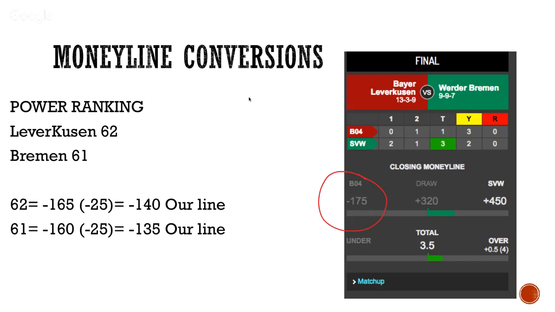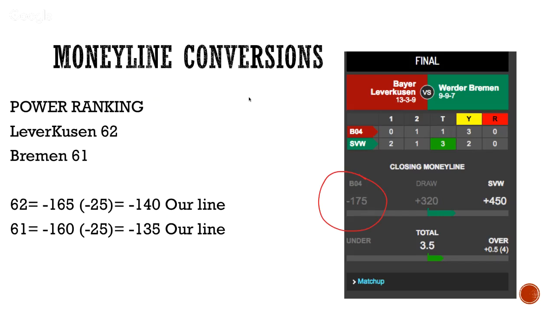Now, conversely, if you looked at the line, you saw Leverkusen was, say, minus 120, and our line was minus 140. Now we're getting value because the line is less than our line. So retail would be 140. We would be buying that team at minus 120, as opposed to where the line is minus 175, but the line should be minus 140. So hopefully that's not too confusing.